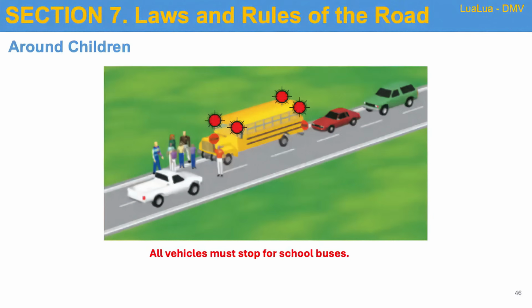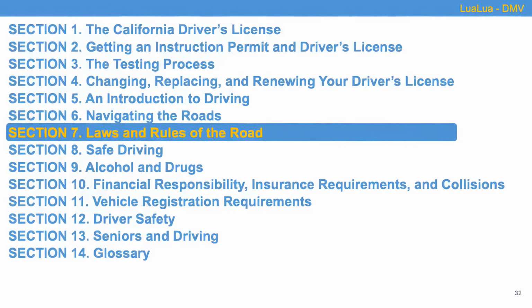If you fail to stop, you may be fined up to $1,000 and your driving privilege could be suspended for 1 year. If the school bus is on the other side of a divided or multi-lane highway, 2 or more lanes in each direction, you do not need to stop.